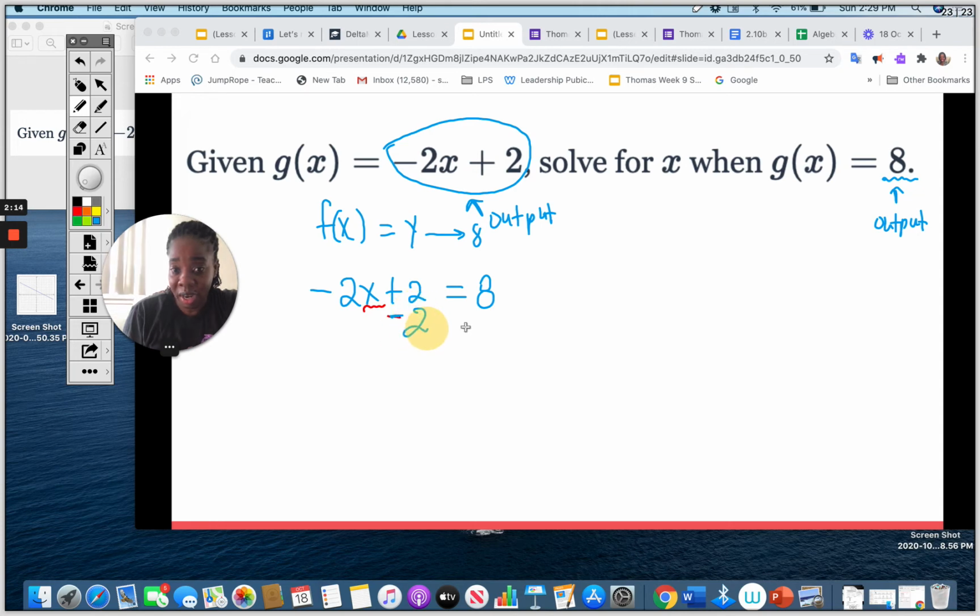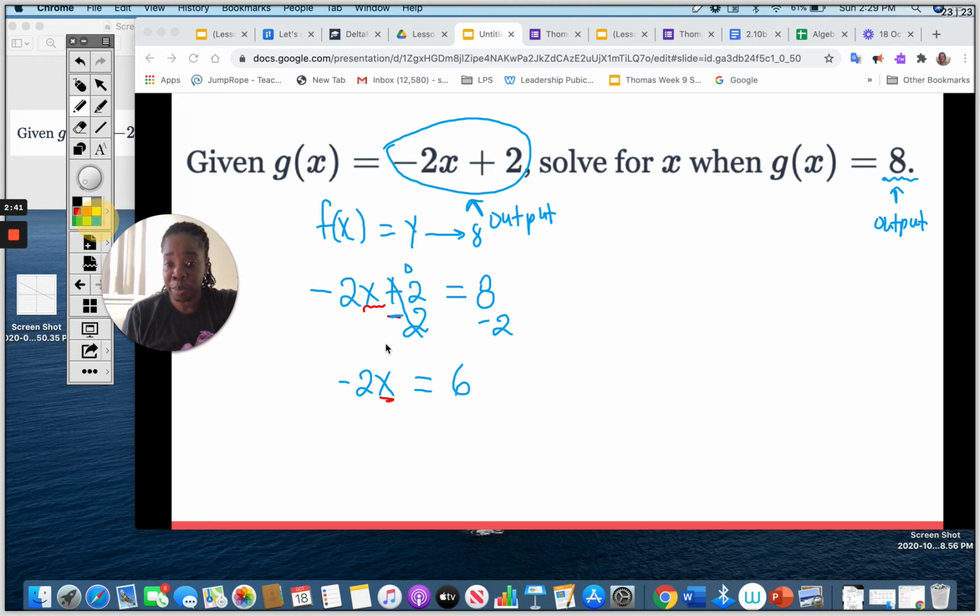So we subtract 2 from the left side, we're subtracting 2 from the right side as well. Those cancel out and that will become a 0. So we have negative 2x on the left side is equal to, if we take 2 from 8, that is 6. Remember, our aim is to get that x by itself. It's not by itself yet. We have a negative 2 attached to it.